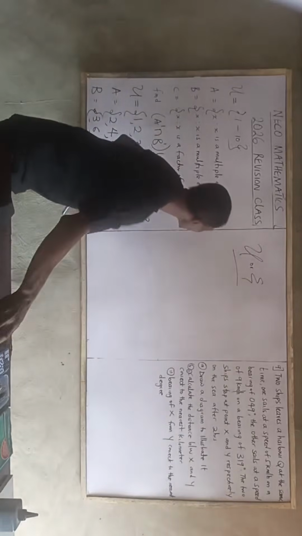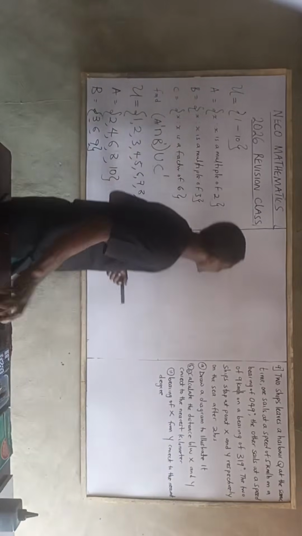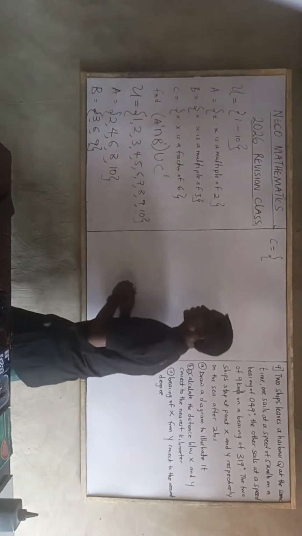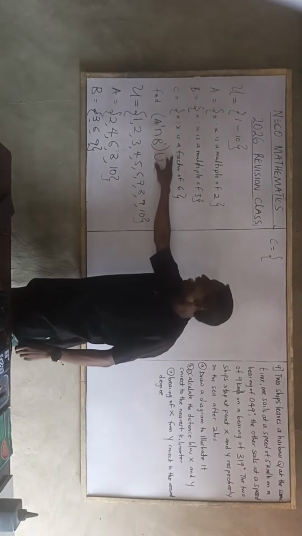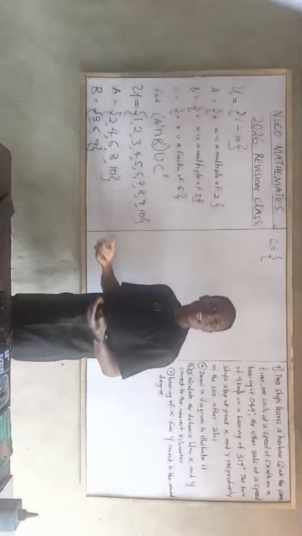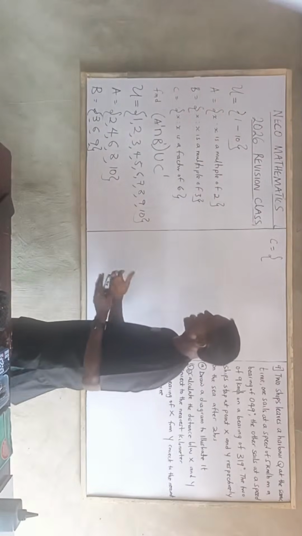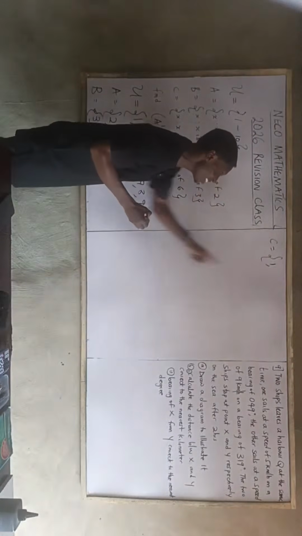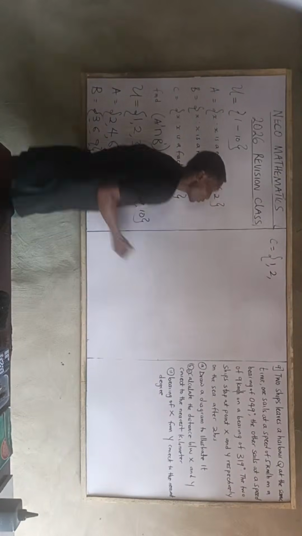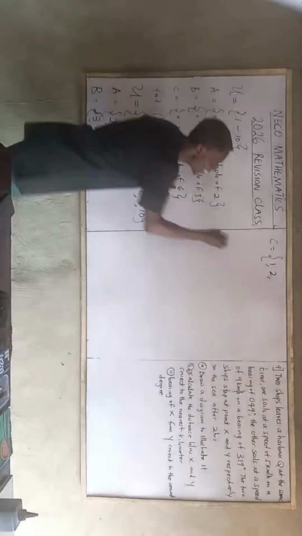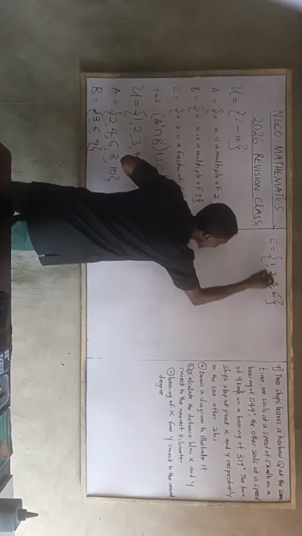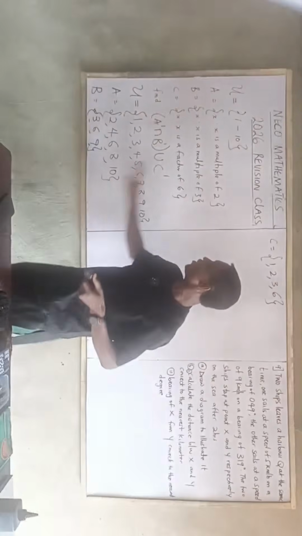Now let's proceed to the third subset, subset C. Subset C has elements which are factors of 6. Factor simply means numbers that can divide the specific number, 6. We know that 1 can divide all numbers. 2 can also divide 6. We've got another factor, 3, and of course 6 itself. So I've been able to define all the elements.